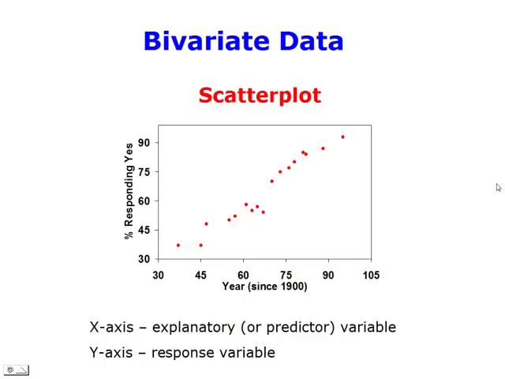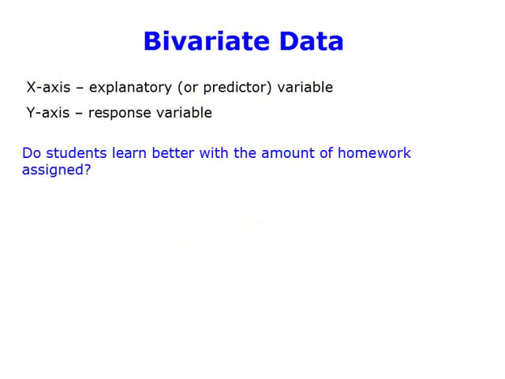Now, when you're given two variables, you need to decide which one is going to be the explanatory or predictor variable, that's going to be on the x-axis, and which one is going to be the response variable, which will be on the y-axis. So let's take an example. Do students learn better with the amount of homework assigned? The question is, which one of the two variables is the explanatory and which one is the response? In this particular example, the explanatory variable is the amount of homework assigned, whether it be in time or number of problems, and the response variable will be the student's score.